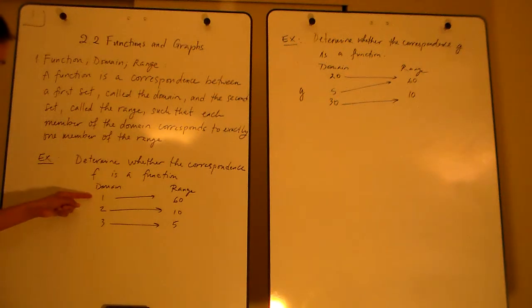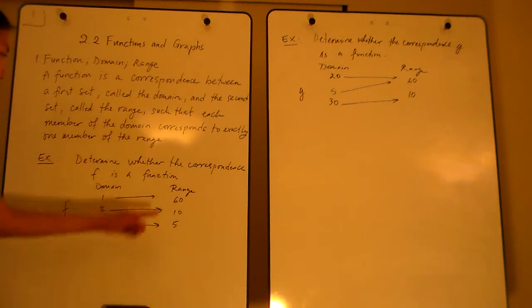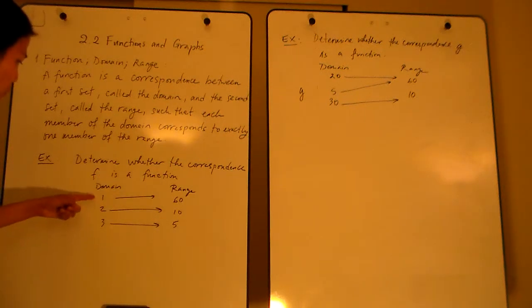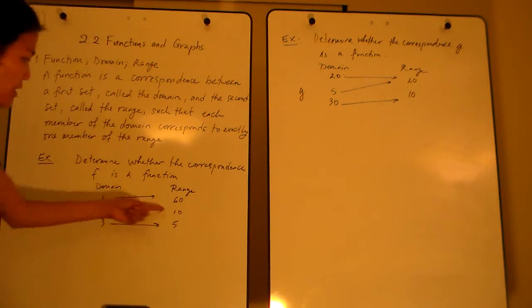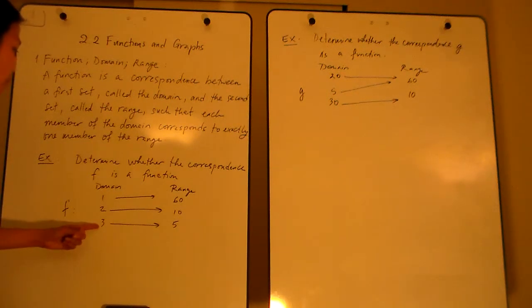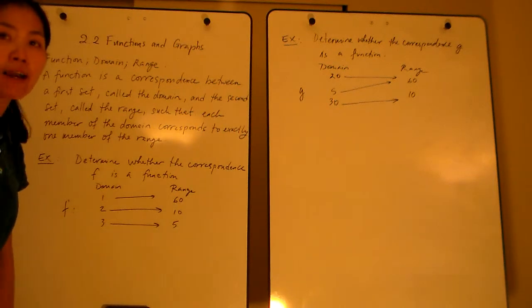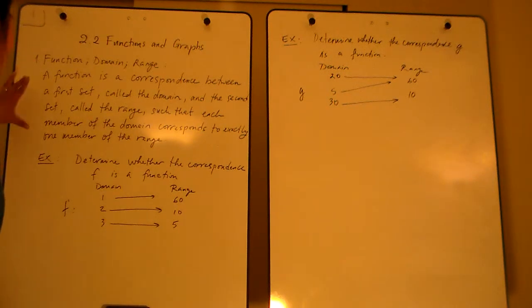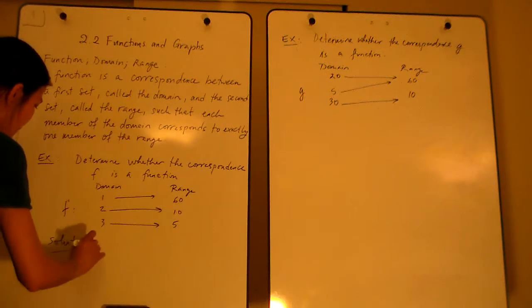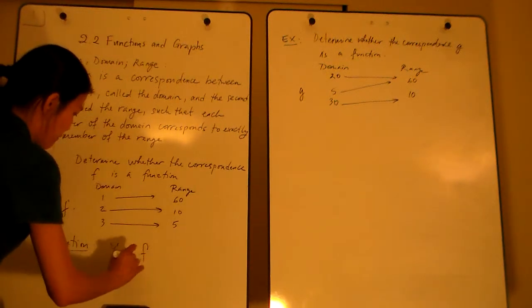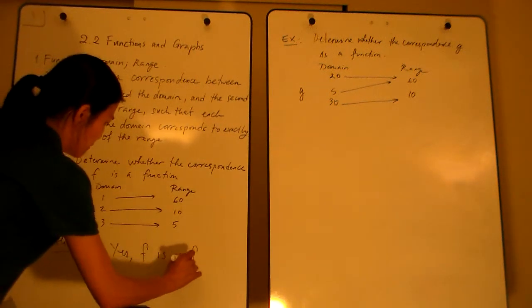So for this member right here of the domain, how many members does it map to in the range? There's only one, right? Look at this one right here, pointing only to 60. 2 right here of the domain points only to 10. This member 3 of the domain points only to 5. So it satisfies this definition. Thus you say that yes, f is a function.